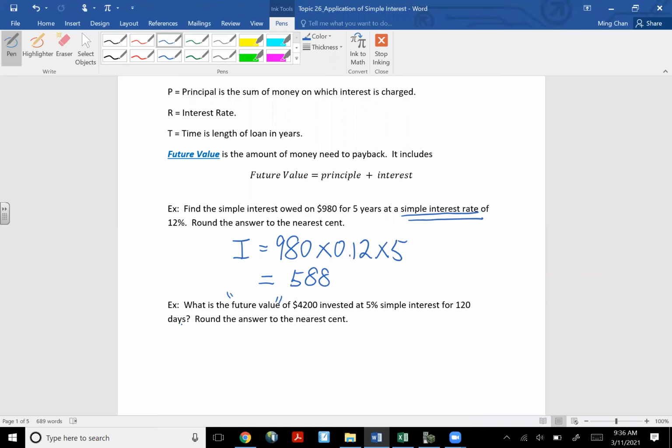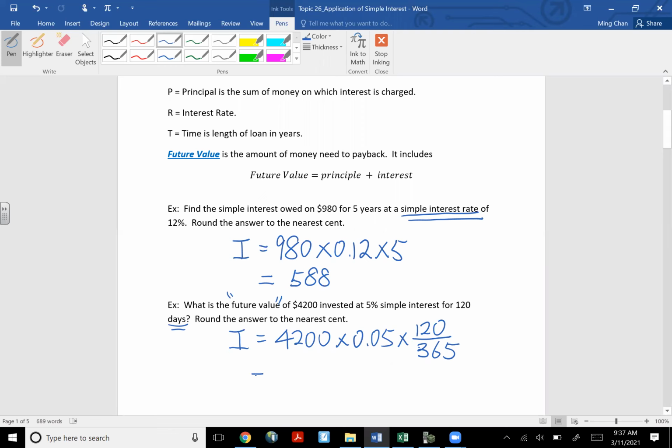To find the future value, you need the principal, which is 4,200, plus the interest. So we need to find the interest first. 4,200 is the principal we invested, times 5%, or 0.05, times the time. This is 120 days, which is not years. The way we convert it is 120 days out of 365 days. In the business world, there are only 360 days, but here we can still use 365.